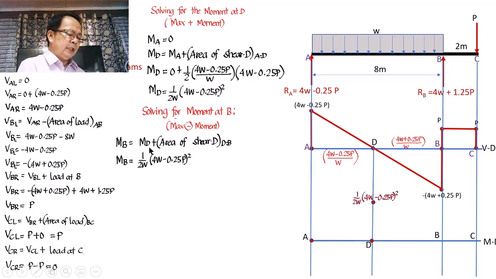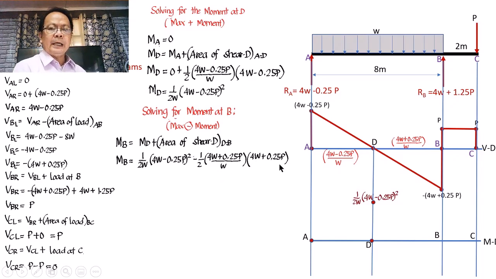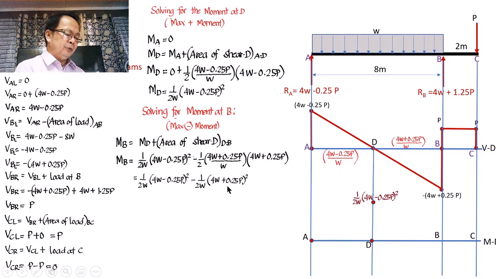Itong part na ito is the moment at D. Ito yun. Diba? Then, i-minus natin kasi negative siya nasa baba ng x-axis. So we have here 1/2 of 4W plus 0.25 of P over W times the quantity 4W plus 0.25 of P. And this can be simplified into 1/2 1 over 2W of the quantity 4W minus 0.25 of P square minus 1 over 2W of 4W plus 0.25 P square. At dahil common yung 1 over 2W, so we can factor them out.